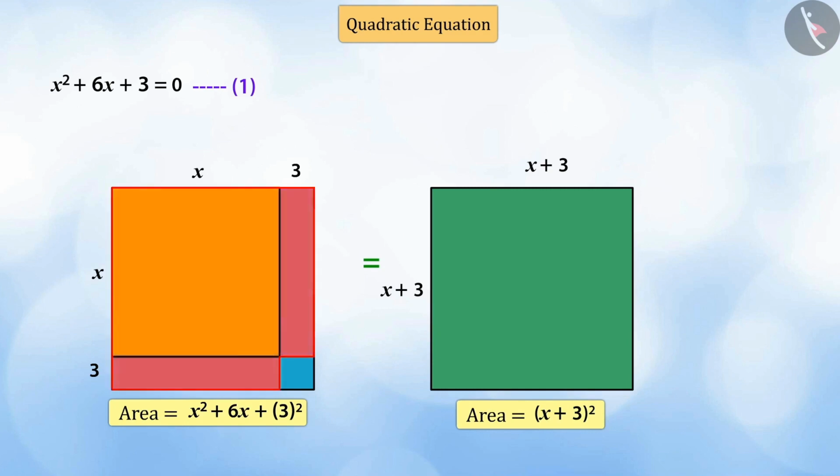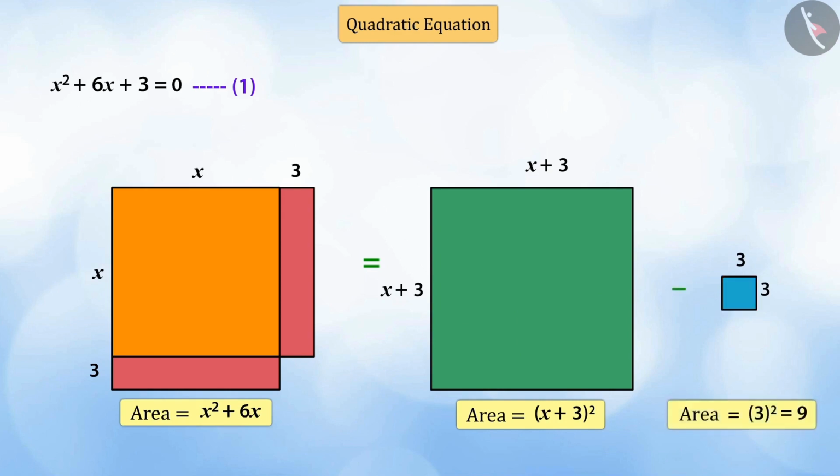To retain the area of the figure x square plus 6x, we will subtract the area of a square piece of side 3 units, which is 9 square units. Thus, the expression x square plus 6x can be written as x plus 3 the whole square minus 9.